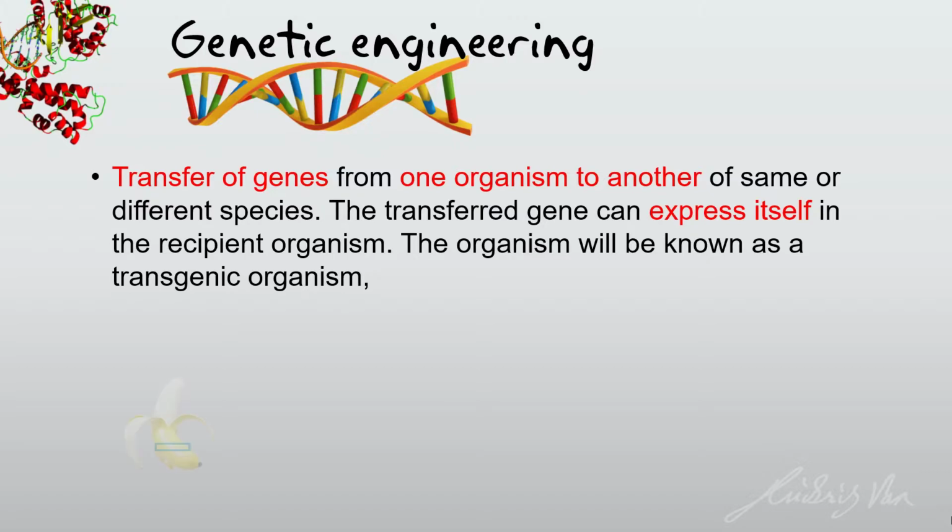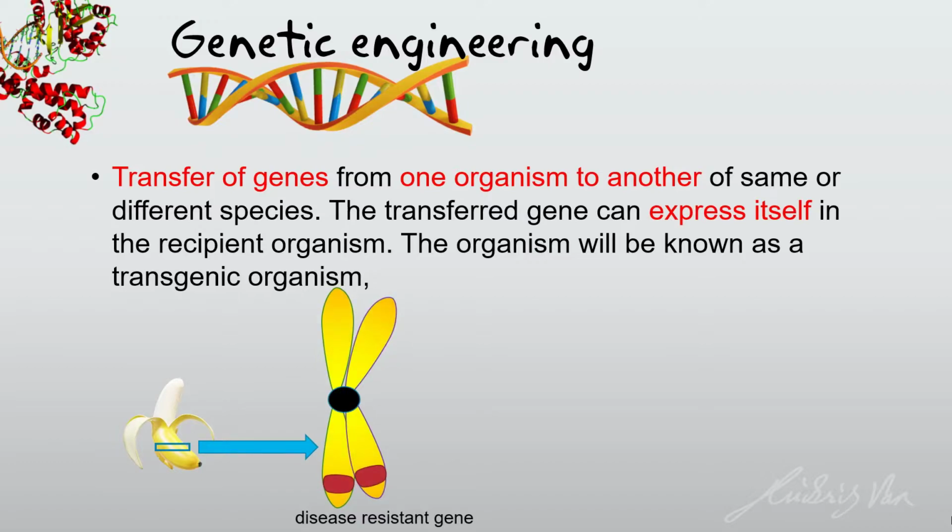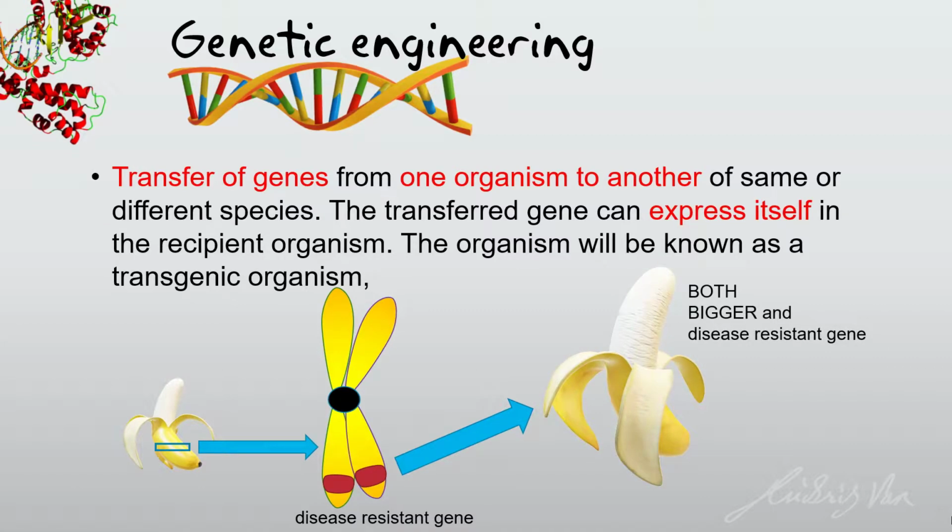Take for example, you have a banana that has a disease-resistant gene. You can transfer this gene to another gigantic banana. So now the gigantic banana is both bigger and disease-resistant. It has the gene to make the banana bigger as well as a disease-resistant gene. So in the end, you will get a gigantic banana that doesn't get disease. Wow, win-win. So this is the rough idea of genetic engineering.